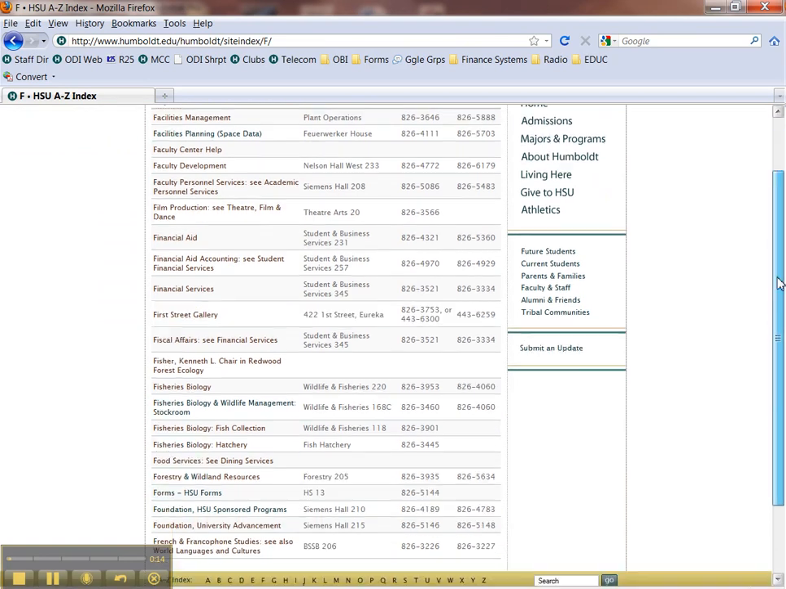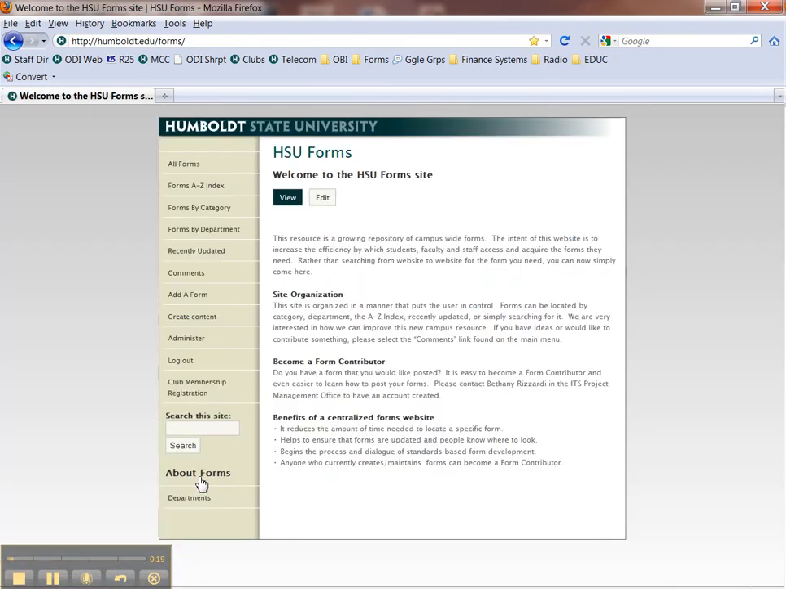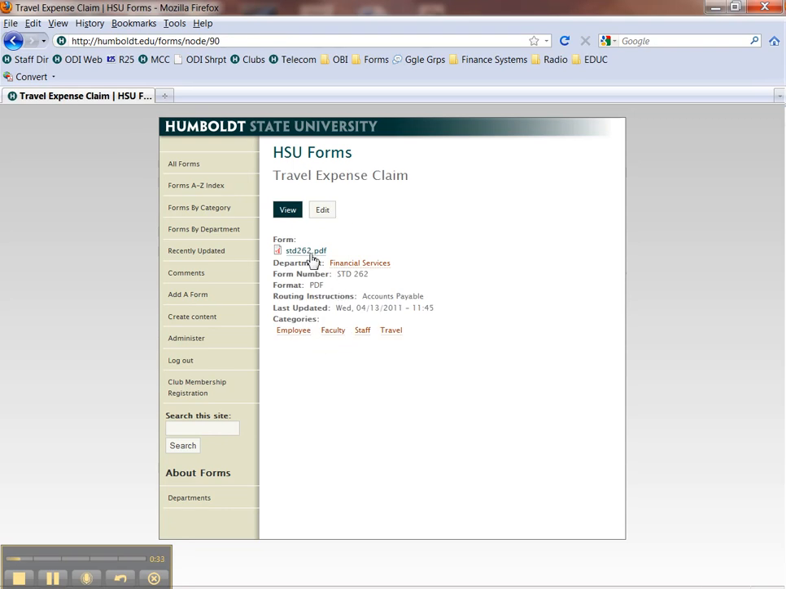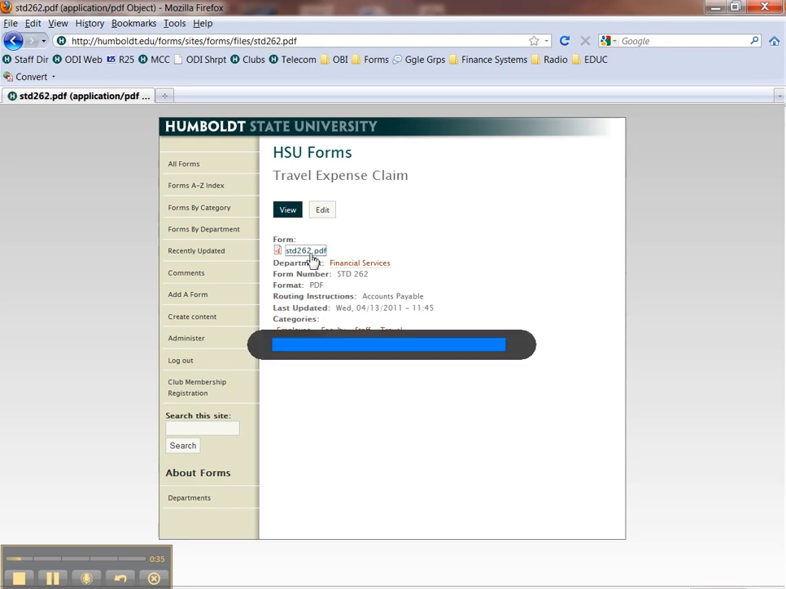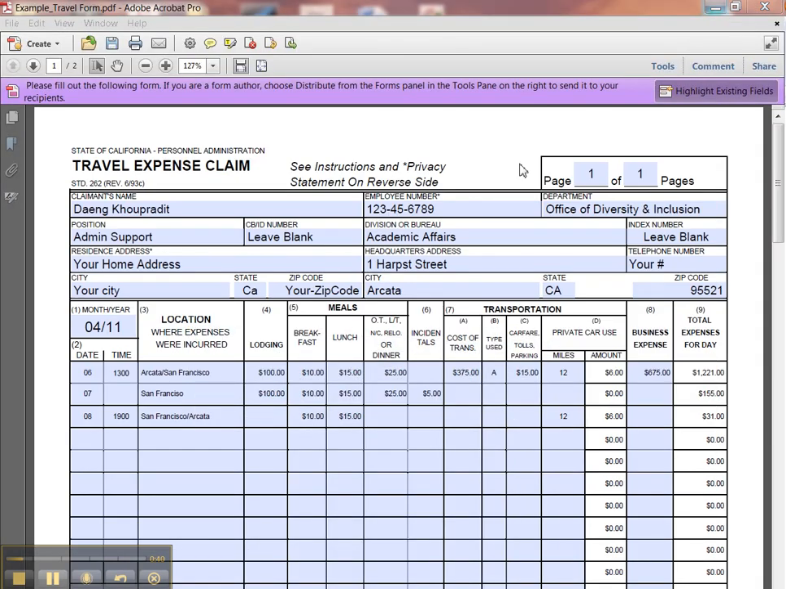There you scroll down to Forms-HSU Forms, which houses all the forms or most of the forms on campus. Type in travel expense, enter, and then you end up with all the results. Click on travel expense claim, and you end up with the form. Click on the PDF form and start filling it in. I already have one set up as an example.